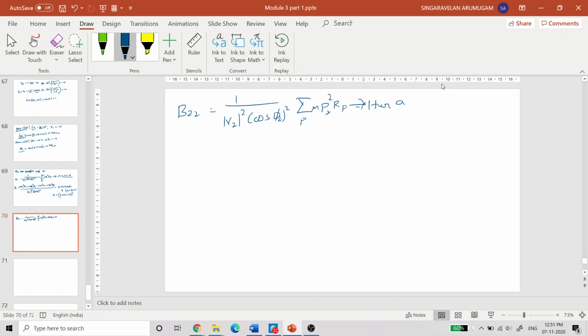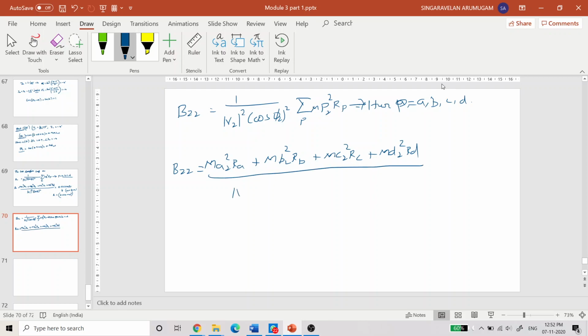Sorry for this. Here also we need to find out this summation for A, B, C and D, everywhere. So I will get B22 is equal to MA2 whole square RA plus MB2 whole square RB plus MC2 square RC plus MD2 square RD, whole divided by V2 whole square cos phi 2 whole square.